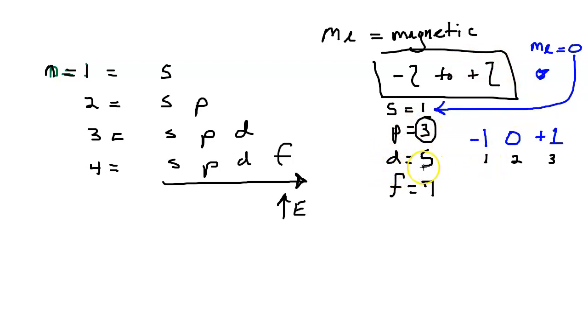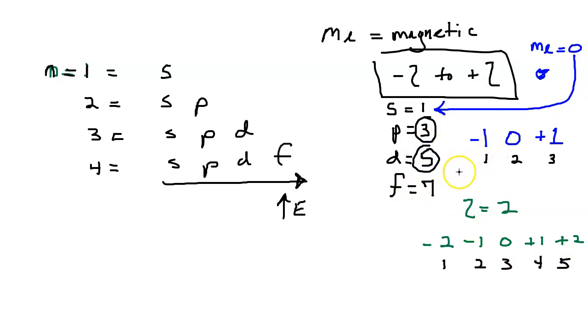Now, when D, we know L equals what? L is equal to 2. So we put the rule in, -2 through 0 to +2. Well, it has to go through -1, 0, +1. Count how many values we have here. 1, 2, 3, 4, and 5. And that tells me there are 5 different orientations in space of the same preferred axes or the same shape. There are 5 different versions.